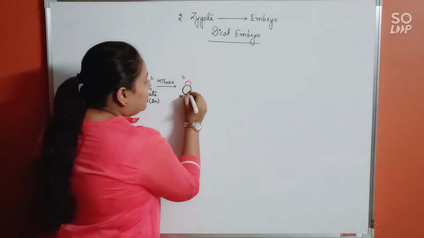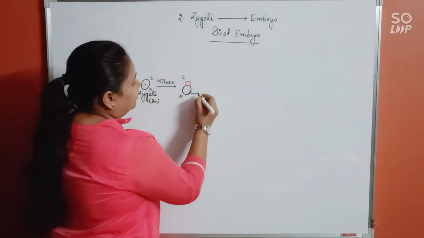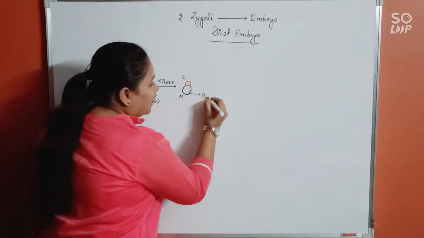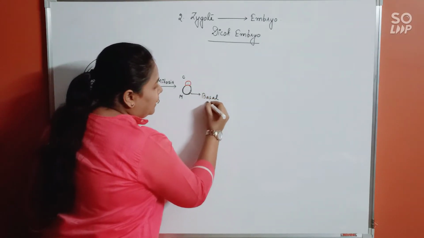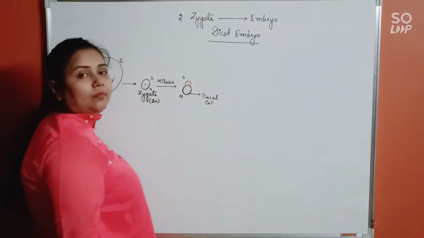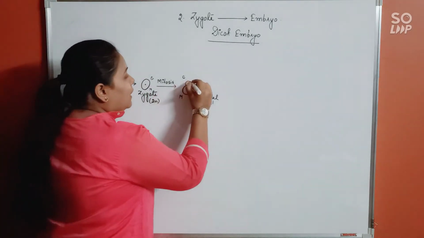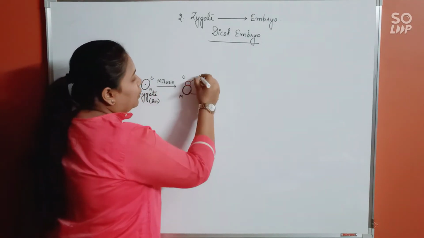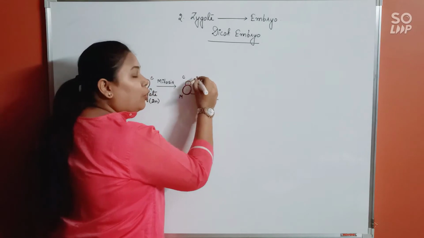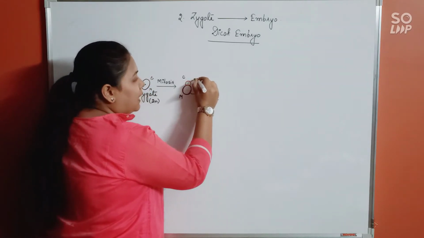We will term it the basal cell, whereas the cell towards the chalaza will be known as the embryonal cell or terminal cell.